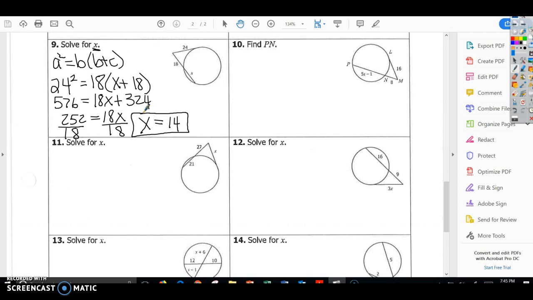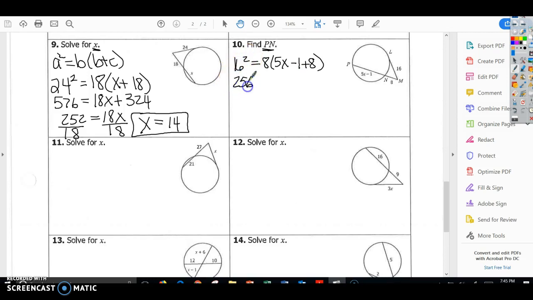Alright, number 10 is the same type of problem. The only difference is we're solving for a segment instead of just for x. Alright, so if we look at number 10, we're going to set this up just like number 9, same formula. So we're going to have 16 squared is equal to 8 times (5x minus 1) plus 8. And if you want to combine these two, you can go ahead and do that.